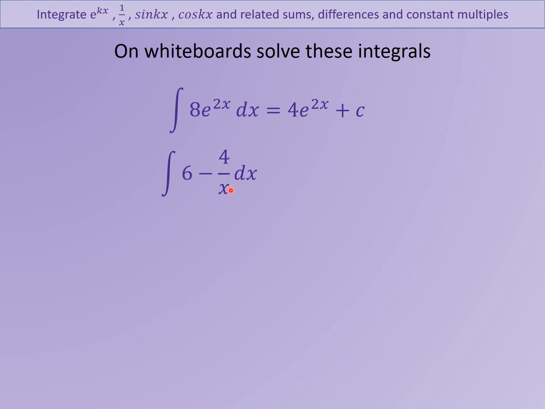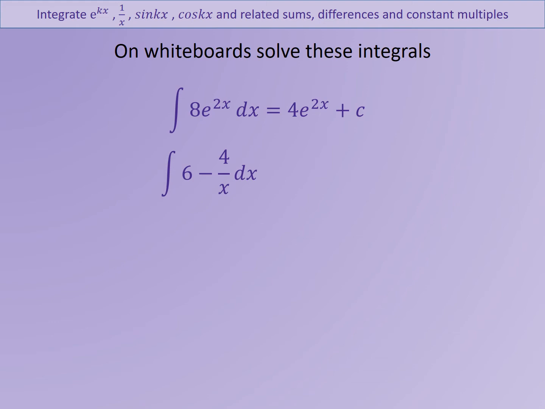Right, 6 minus 4 over x. Well, the 6, when you integrate, that's okay. Don't forget you haven't got a times sign there. Right, it's a minus sign, so these are separate functions. So concentrate on the 6 first. I integrate 6, I get 6x. I integrate minus 4 lots of 1 over x.